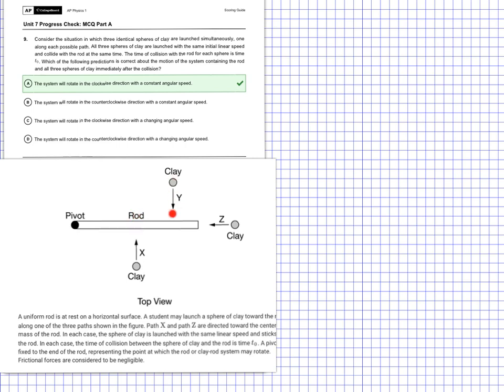Well, clay Y is going to dominate this interaction because it's going to provide the most torque. Since they're all going the same speed and they're going to collide at the same time, they're going to provide equal amounts of force when they smack into it, but it has the largest radius away. And so if you have the biggest radius, you're going to have the most torque, and if it has the most torque, that should dominate the interaction and make this thing swing clockwise. So A is the correct choice because it says it'll make it swing clockwise in a constant angular speed.